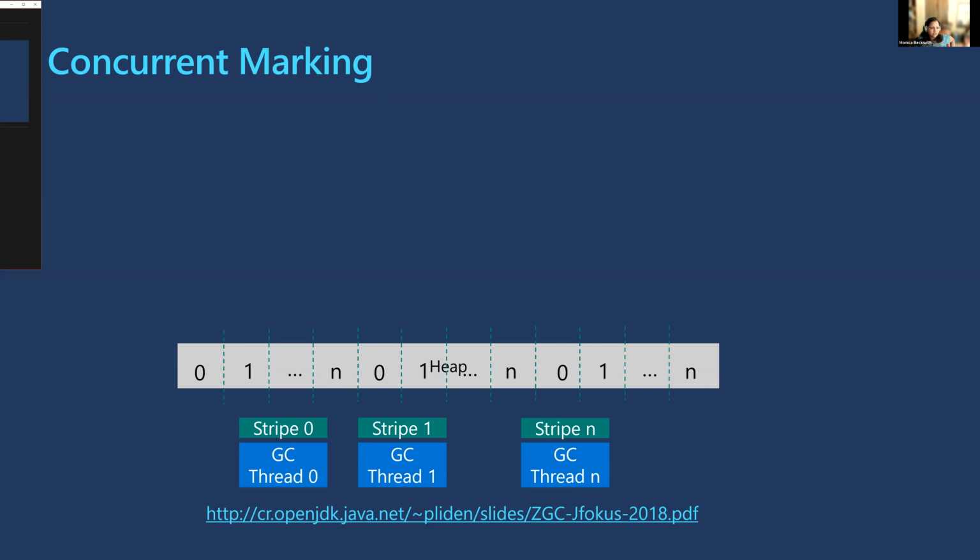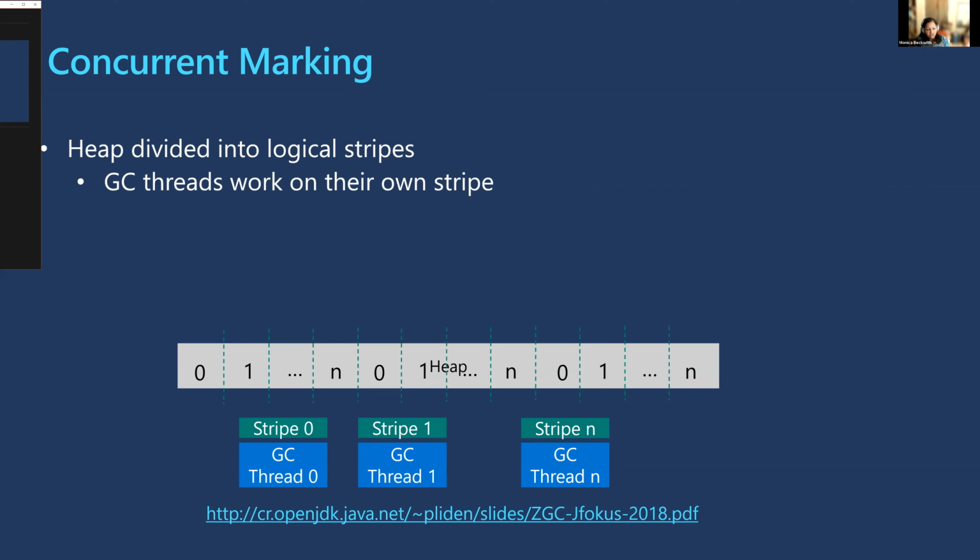I'm sorry, I was not using the laser pointer. So basically 0 will go here, and then next here, and then next here. 1 will go here, do the work here, and then do the work here, and so on. So every thread knows exactly what stripe to work on. So the concept of concurrent marking is that the heap is divided into logical stripes. GC threads know exactly what stripe they need to work on. And the goal is to minimize shared state.